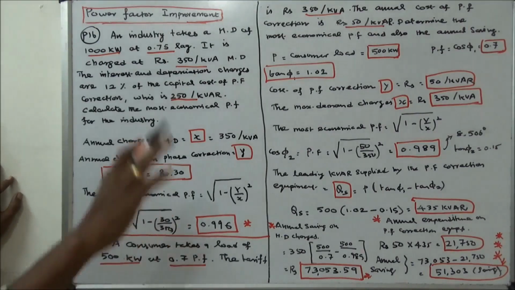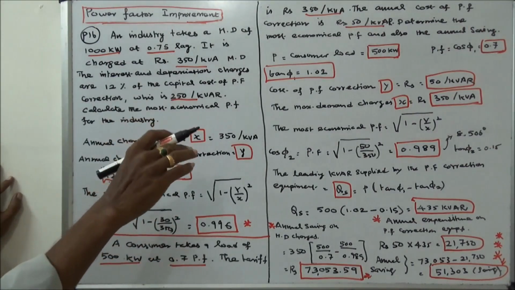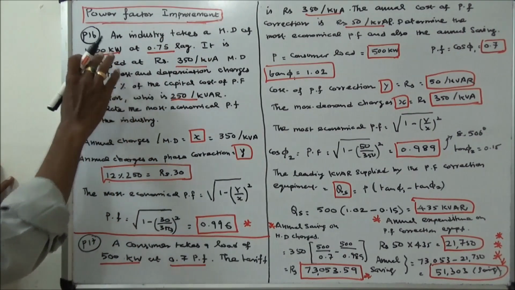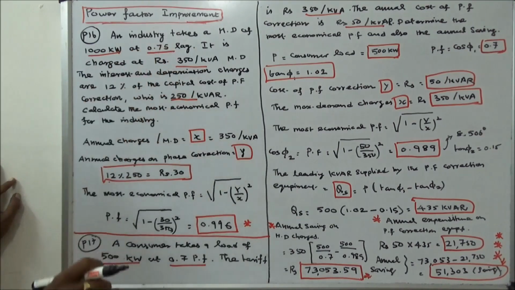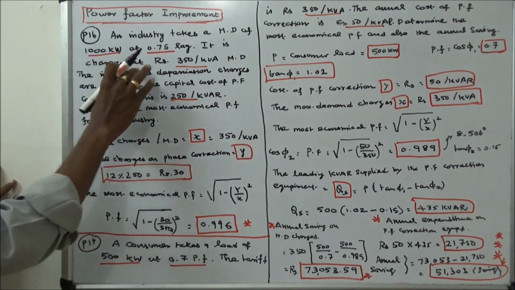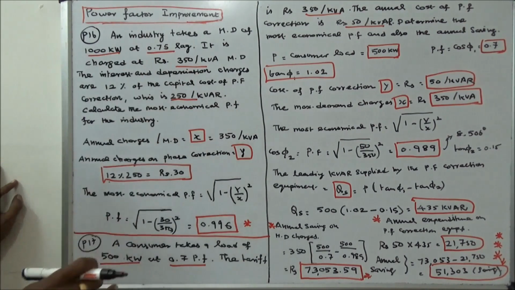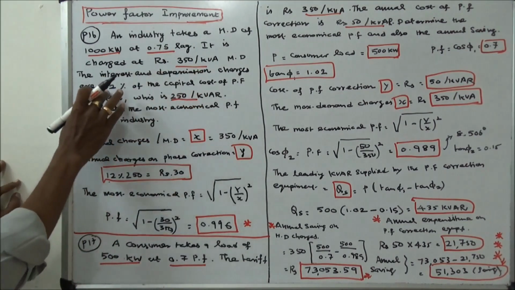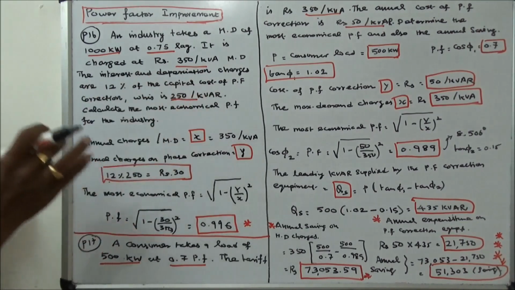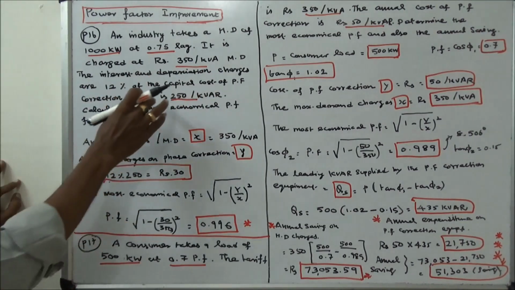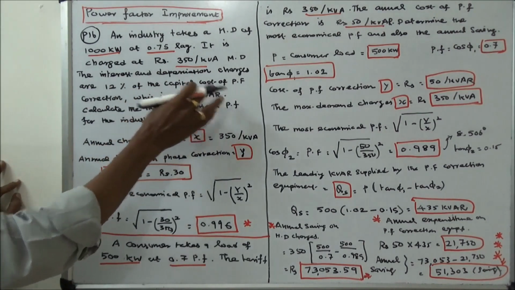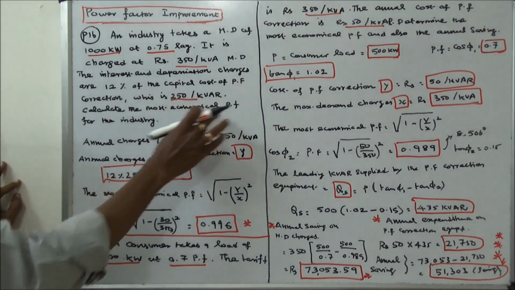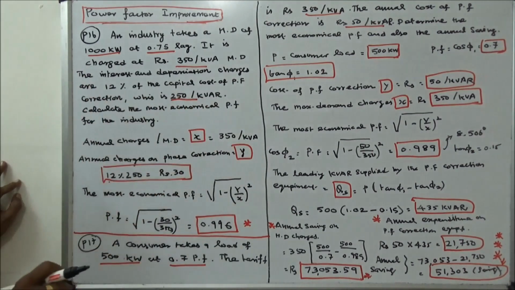This class we worked out three problems. First problem: an industry takes a maximum demand of 1000 kilowatts at 0.75 lagging. It is charged at rupees 350 per kVA maximum demand. The interest and depreciation charges are 12% of the capital cost of power factor correction, which is rupees 250 per kilovolt ampere reactive. The question is: calculate the most economical power factor for the industry.